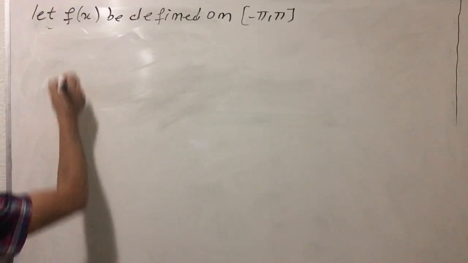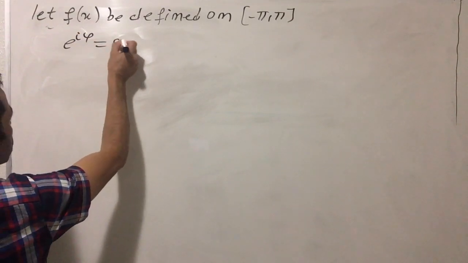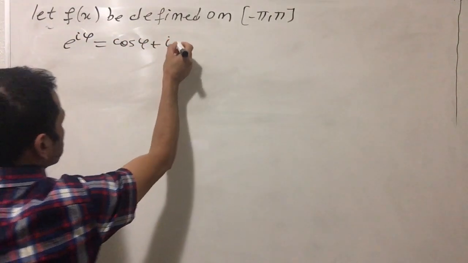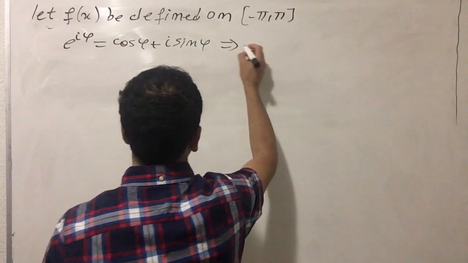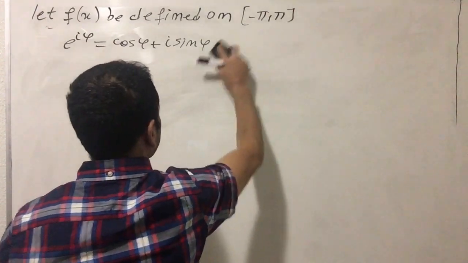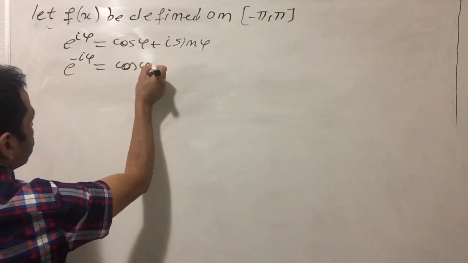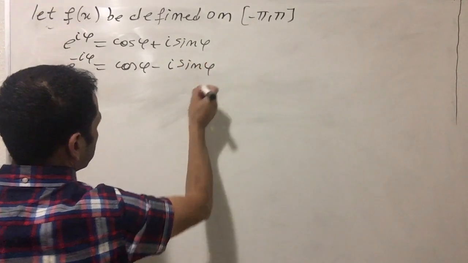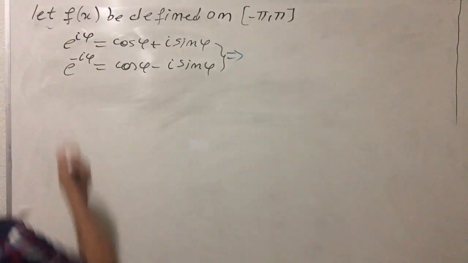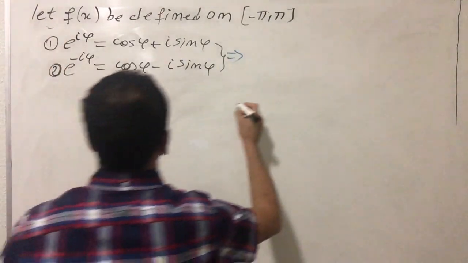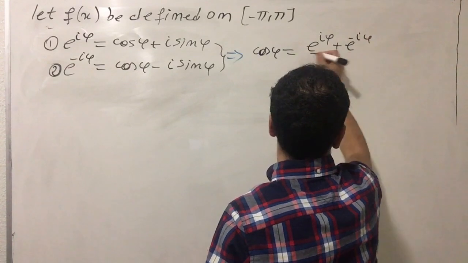Okay, we have Euler formula. We have e to the i phi equal to cosine phi plus i sine phi. Also we have e to the minus i phi equal to cosine phi minus i sine phi. Okay, I'm going to add the first equation on the second equation, and I will have e to the i phi plus e to the minus i phi over 2.